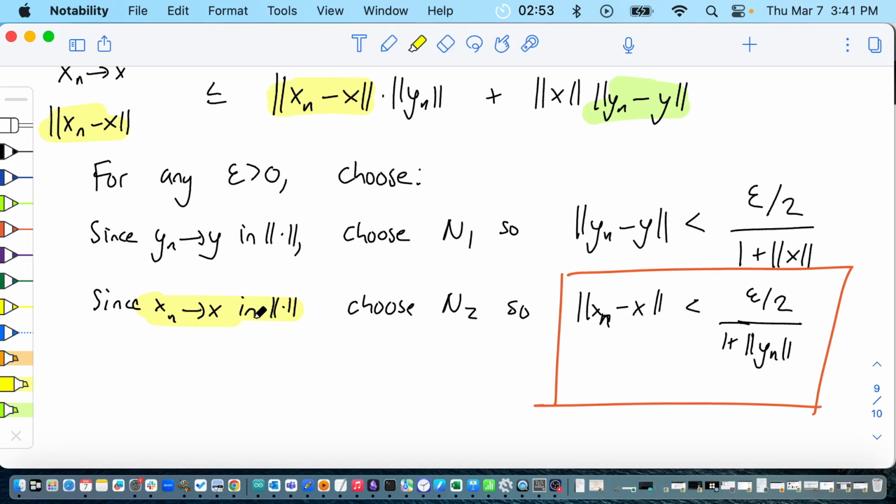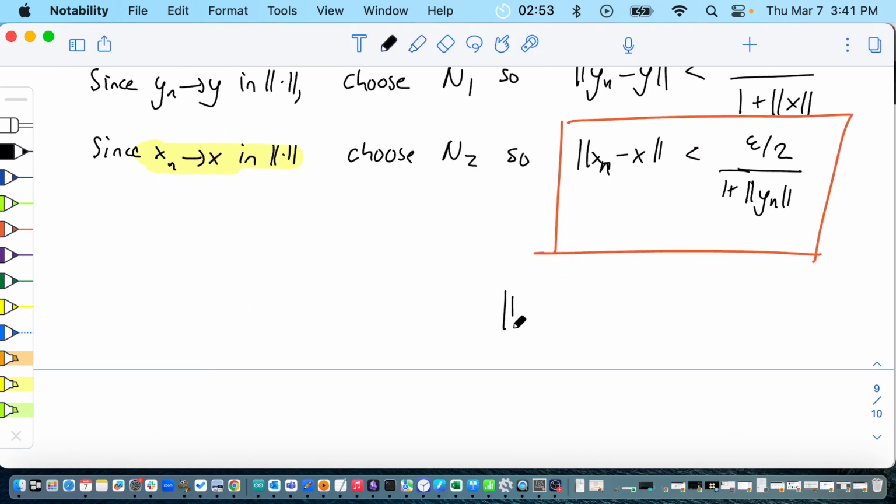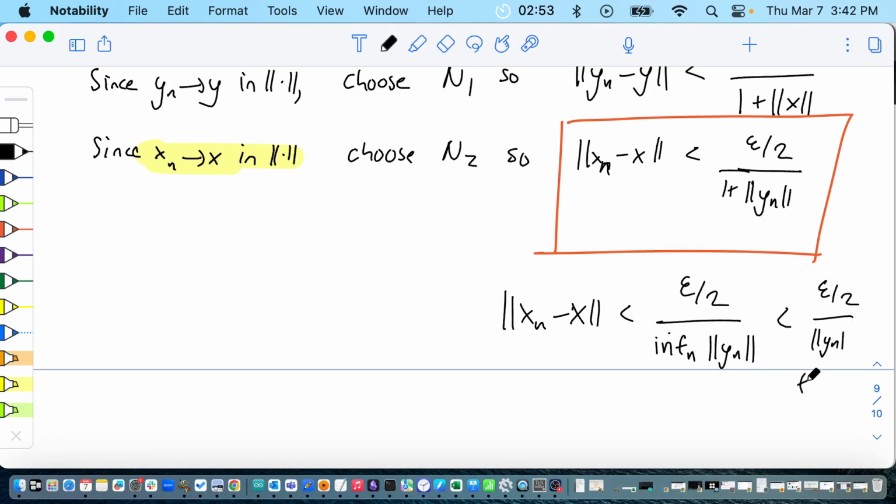Okay, let's all think about it for a second. This is what we would like to do. Unfortunately, yn is changing. But can we put something that will do all the yn at once? The thing I would really like to do is make xn minus x less than this, and we'll make it the smallest one. We'll divide by the infimum over n of the norm of yn, and that is less than epsilon over 2 over norm of y for all yn. The point is, we would like to do it with a yn, that's not allowed.